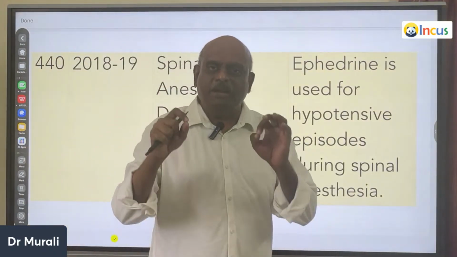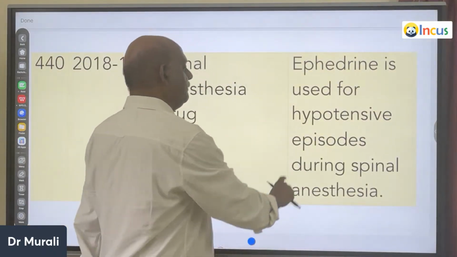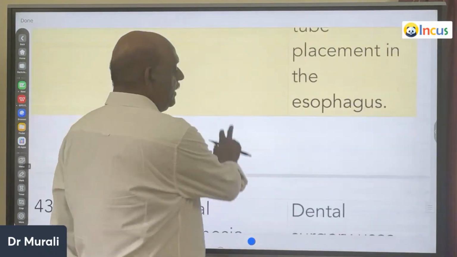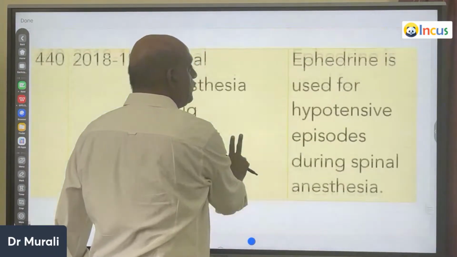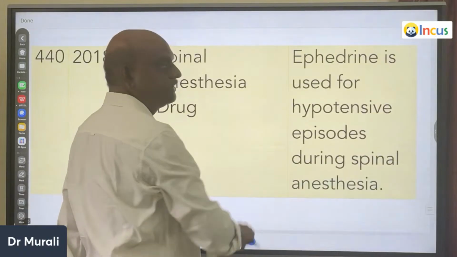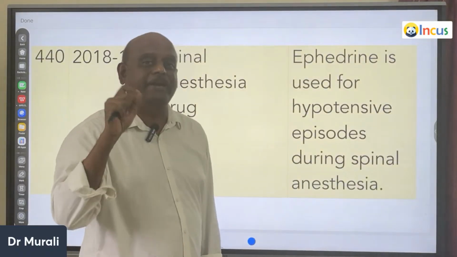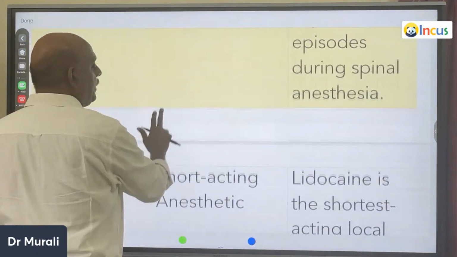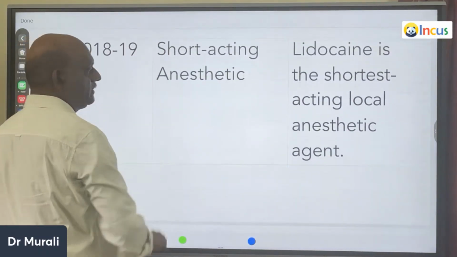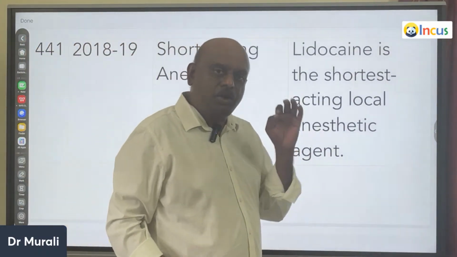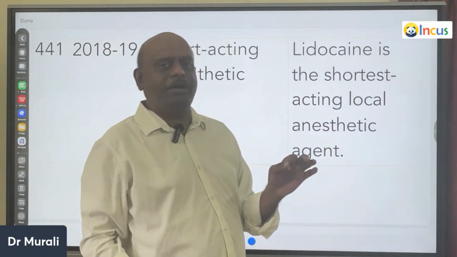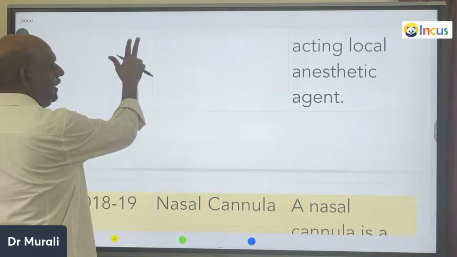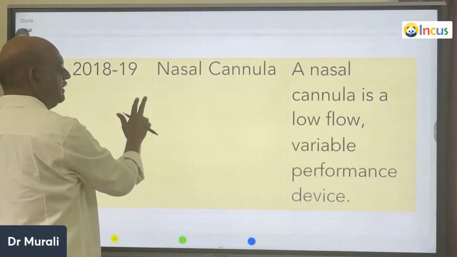Now, whenever there are hypotensive episodes during spinal anesthesia, what do you use? We use ephedrine. Whenever hypotensive episodes are there when you are doing spinal anesthesia. What is the shortest acting of all the local anesthetics, doc? Lidocaine is the shortest acting local anesthetic agent.